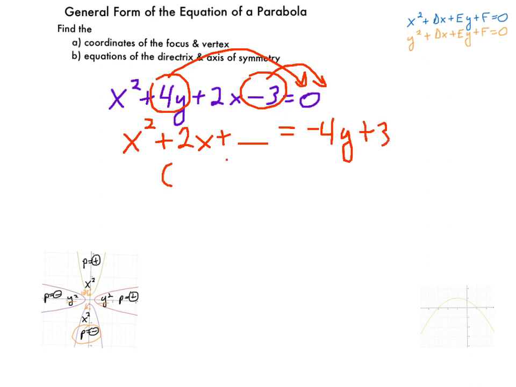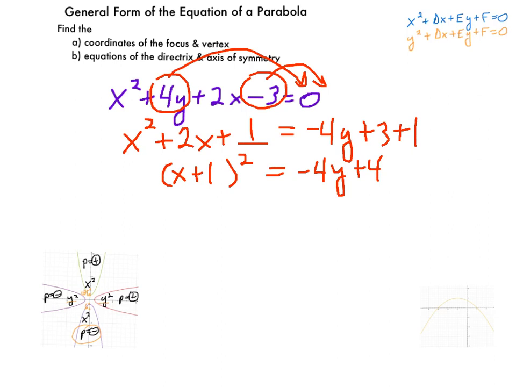Let's complete the square over here. My b coefficient is 2, so half of b is 1. When you square it, you still get 1, so I have to add 1 there. Remember, this is an equation, so if we're adding it to the left, we add it to the right, which gives us negative 4y plus 4.